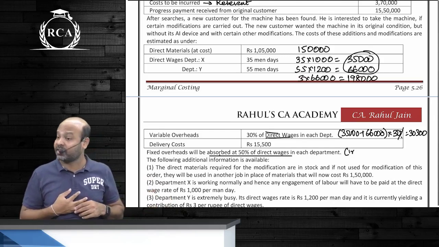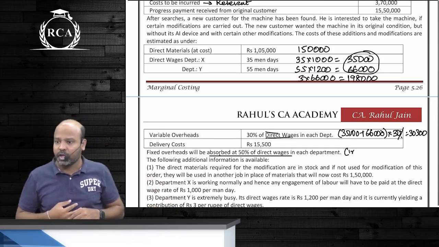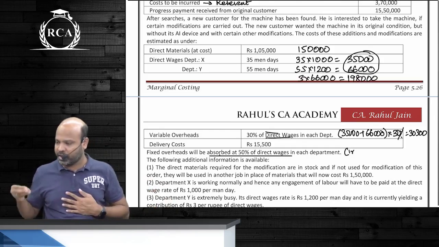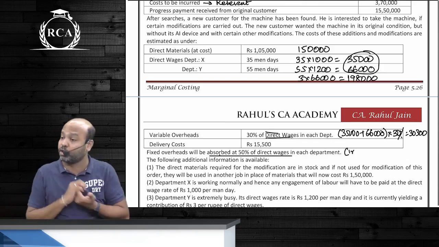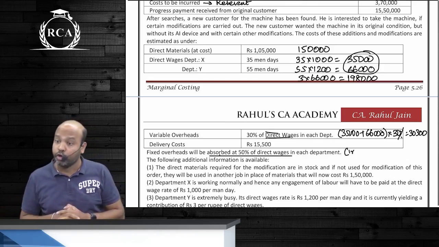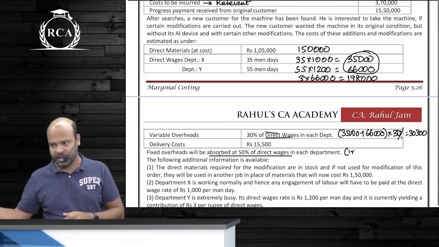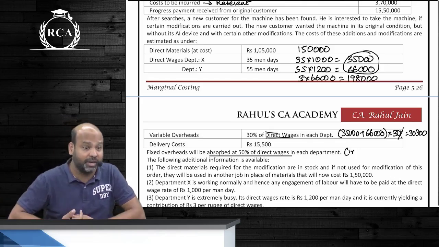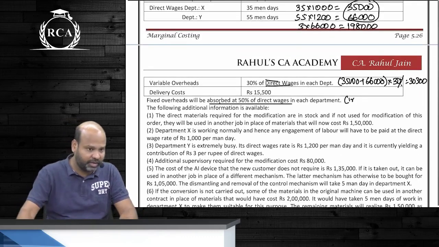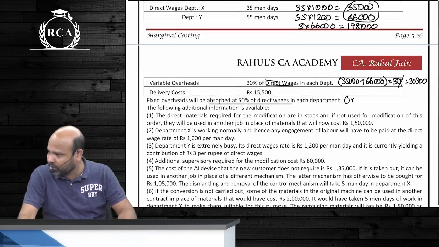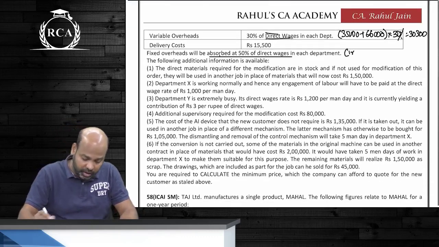Department X, why did I just take wages? The question is very clear that if you are working, you will have to pay them at the rate of 1,000 rupees per day. Department Y, why did I take both wages and contribution foregone? Fully utilized, extremely busy, guys. That is why my relevant cost will be wages plus contribution foregone. Variable overheads always relevant. Delivery cost incremental expenditure. Fixed overheads absorption not relevant.